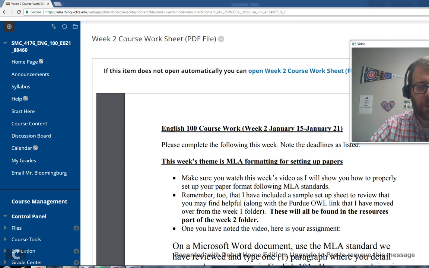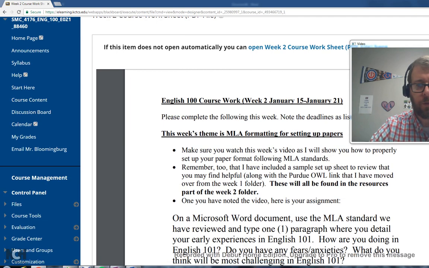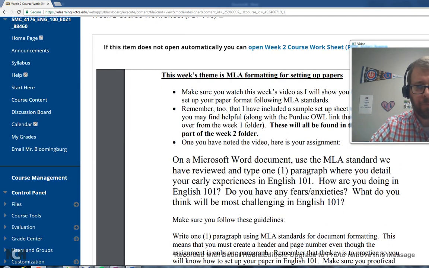Remember too that I have included a sample setup sheet to review along with the video. So my hope is between the two you'll have a good idea of what you need to do in terms of reaching MLA standards to set up your papers, especially since the English 101 paper will be coming up just around the corner. Once you've had a chance to look at the resources, here's what you need to do.